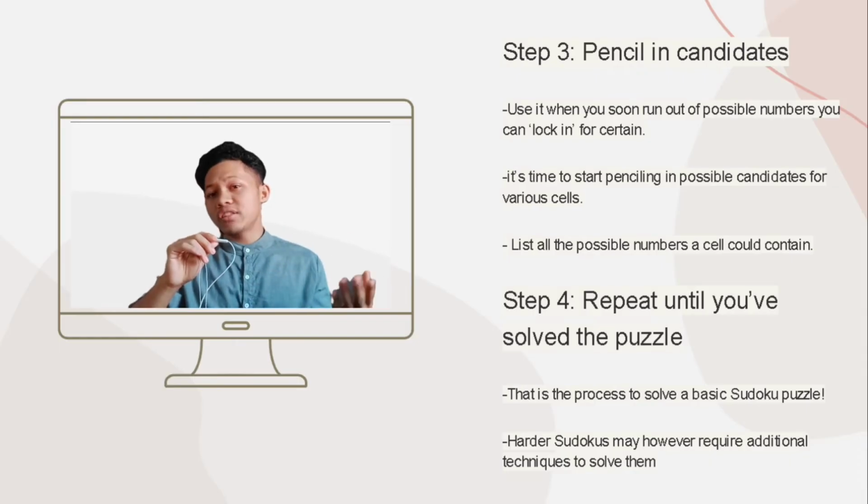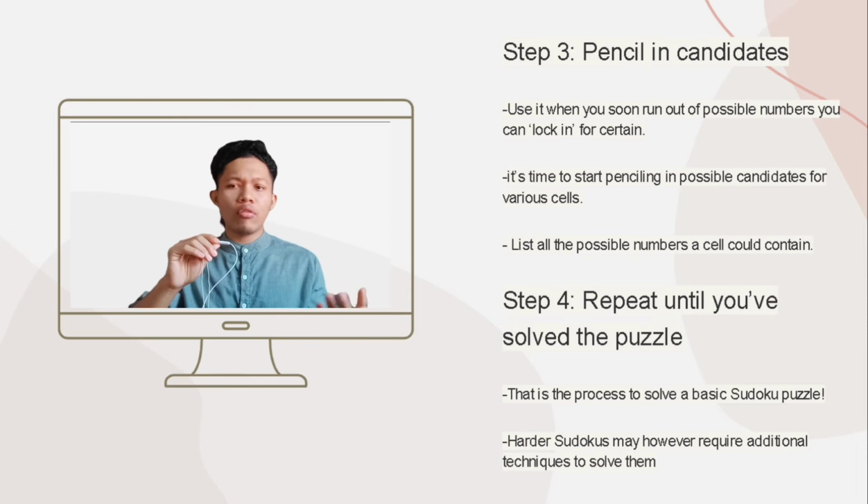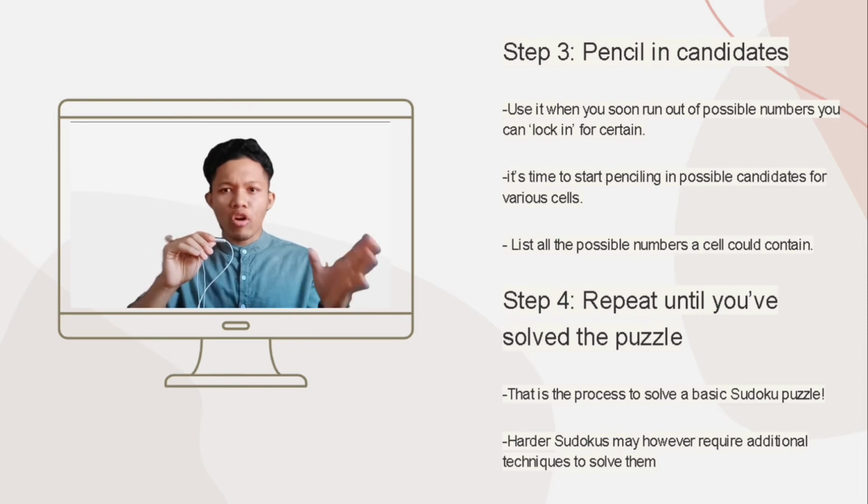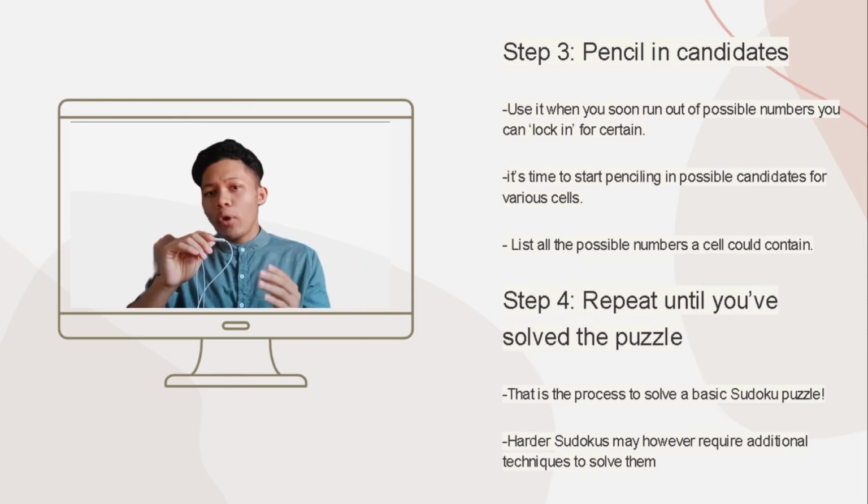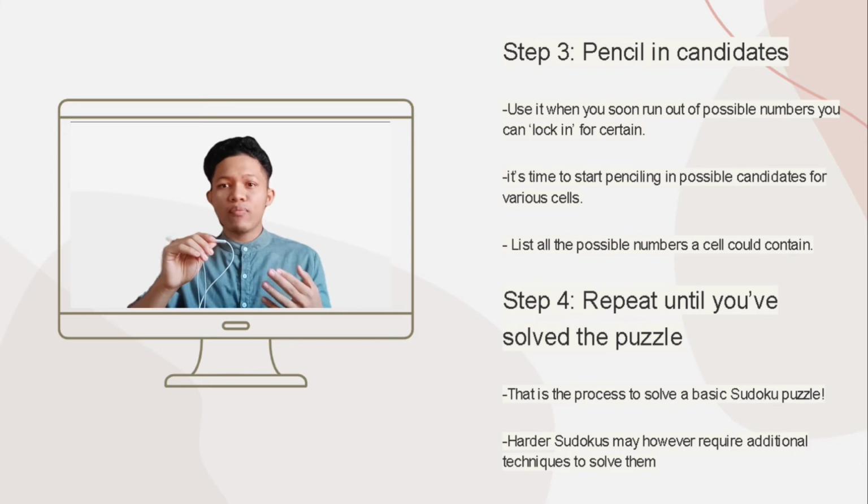Third step, pencil in candidates. Unless you are completing an easy Sudoku grid designed for beginners, you will soon run out of possible numbers you can log in. For certain, when you get to this stage, it's time to start penciling in possible candidates for various cells. This is where you use small pencil marks to list all the possible numbers a cell could contain based on the information you currently have.